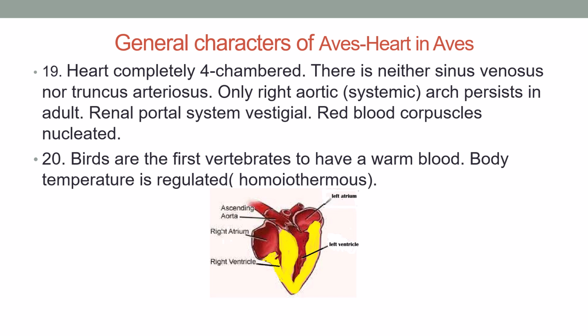Coming to the heart, it is completely 4-chambered. There is neither sinus venosus nor truncus arteriosus. Only the right systemic arch persists in the adults. The renal portal system is vestigial and the red blood corpuscles are nucleated. Birds are the first vertebrates to have warm blood. Body temperature is regulated.